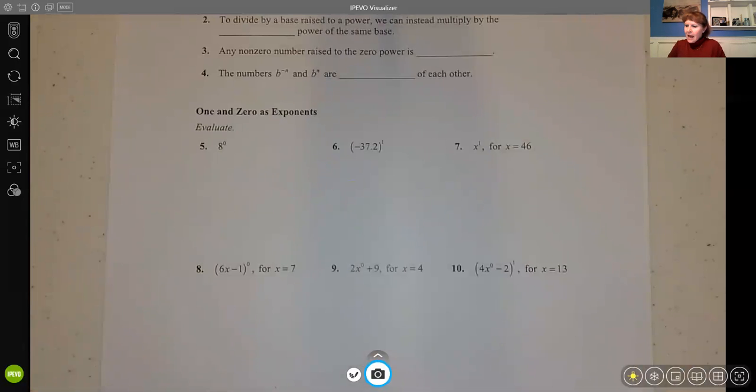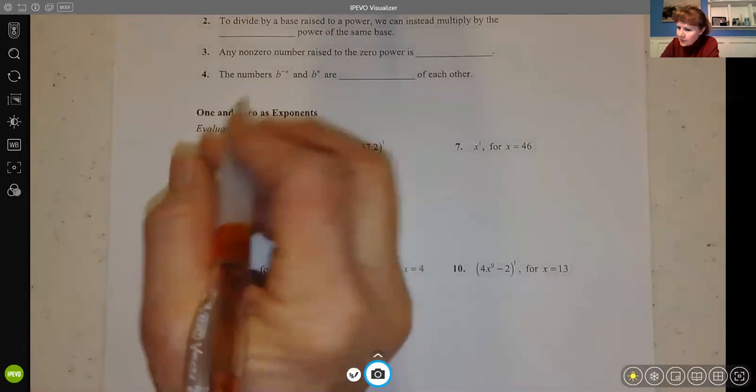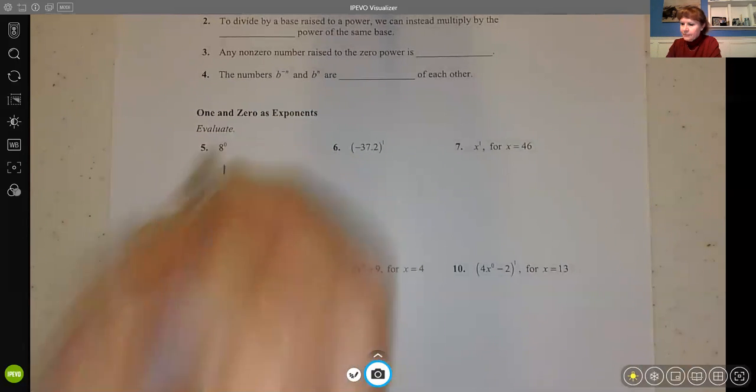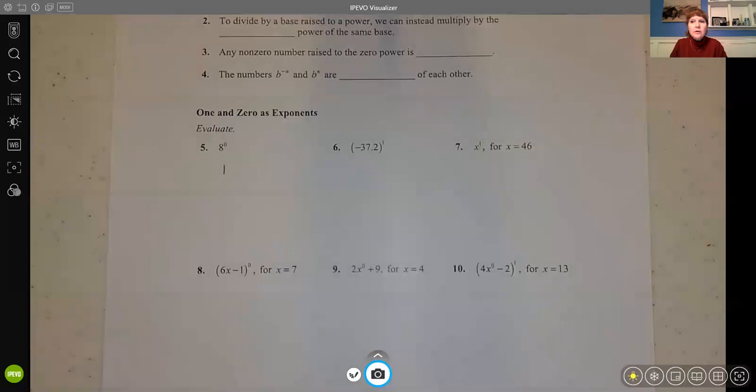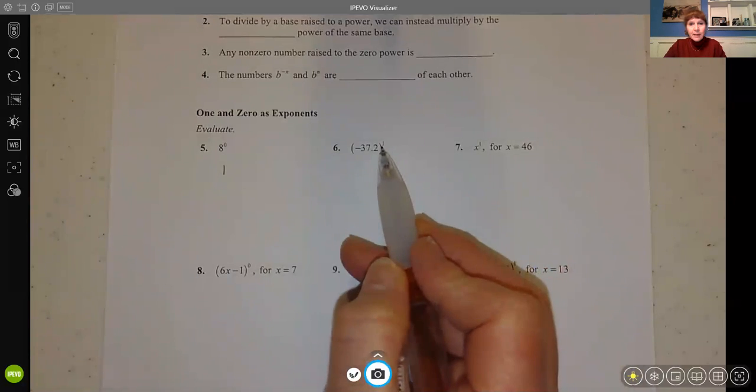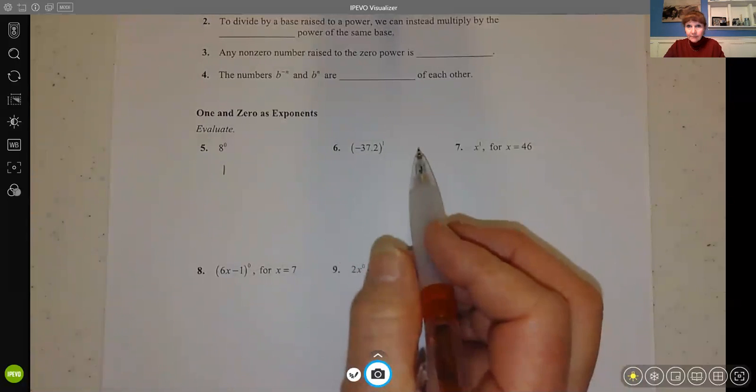We have 8 to the 0. So you'll just need to remember that this does not equal 0. It's just kind of hard. You see that 0 and you think, oh, 8 times 0 is 0, but not 8 to the 0. So this is actually going to be equal to 1. Anything to the 0 power is 1. But anything to the first power stays the same.